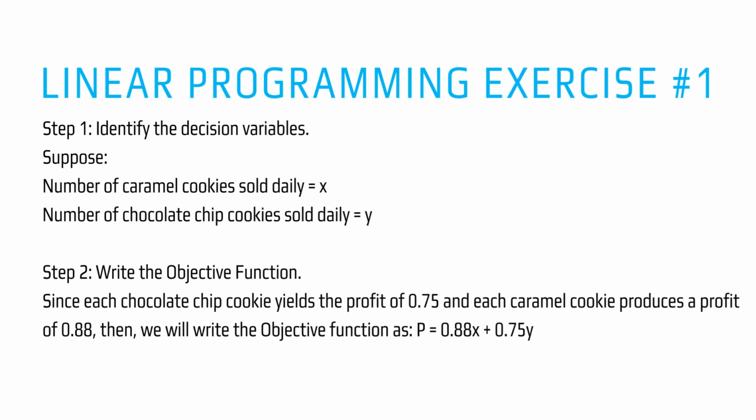Now, step 2. Write the objective function. Since each chocolate chip cookie yields the profit of 0.75 and each caramel cookie produces a profit of 0.88, then we will write the objective function as P equals 0.88x plus 0.75y.